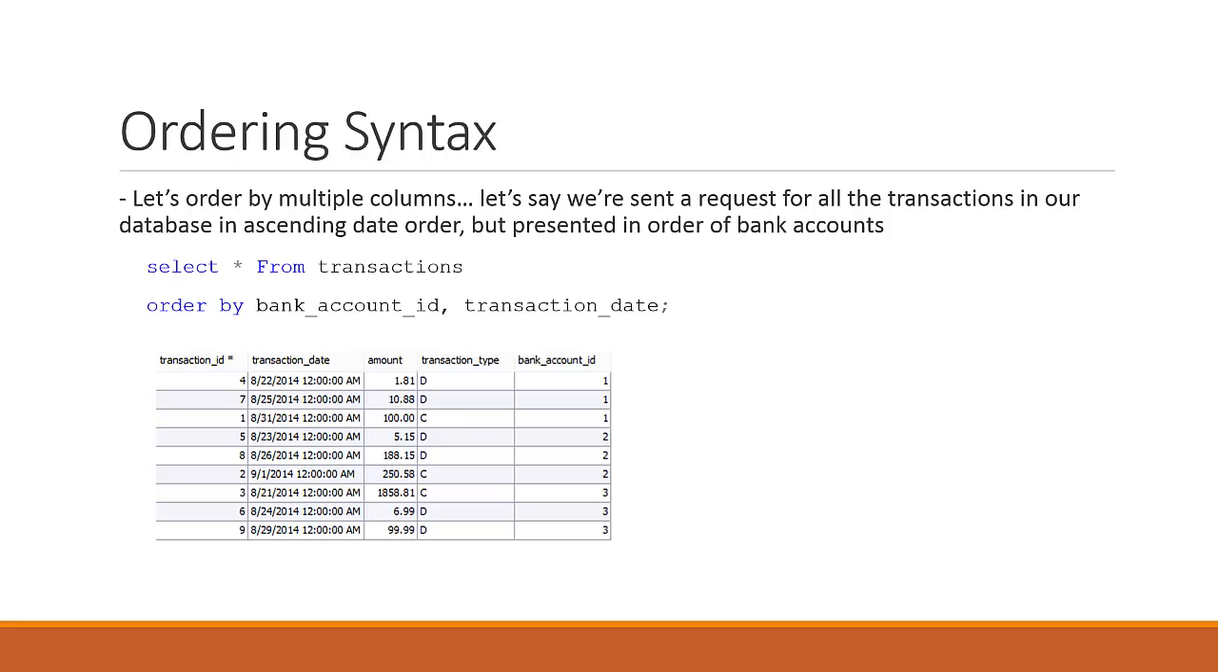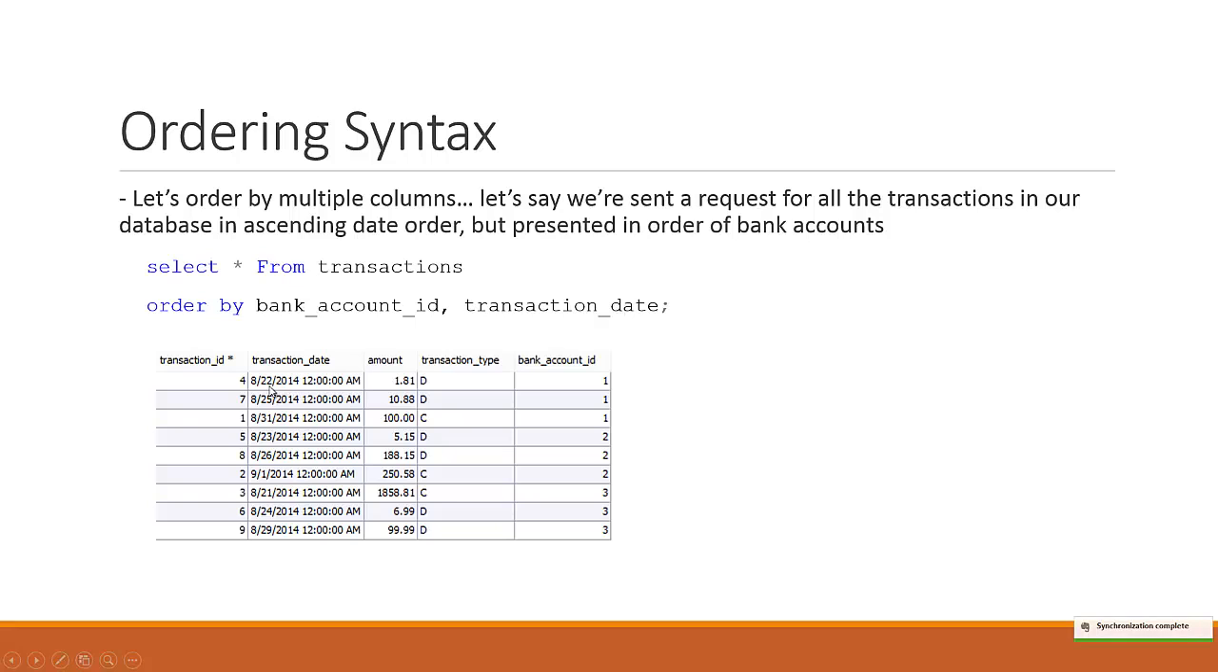Okay, so first they want to see it by bank account ID, then they want to see it listed in ascending order by transaction date. All that is, you just add whatever you want to order by first. What comes first in the ORDER BY statement is what you order by first. We want to order by the bank account ID first and then by transaction date. So that's why transaction date appears second.